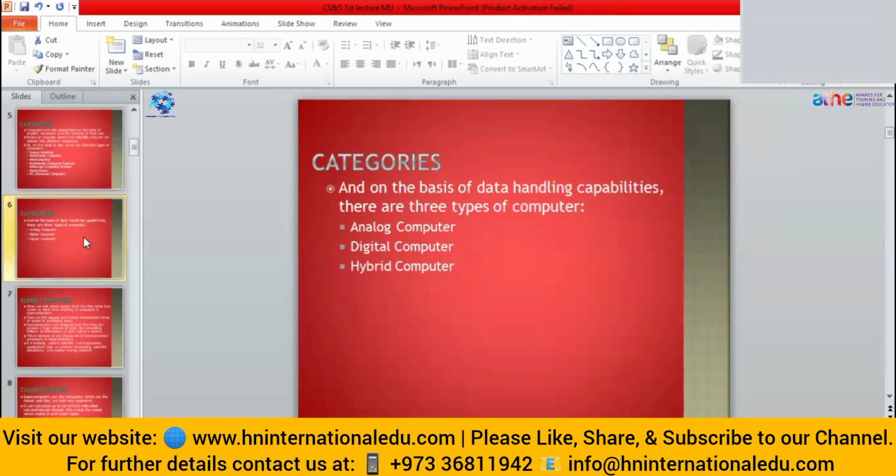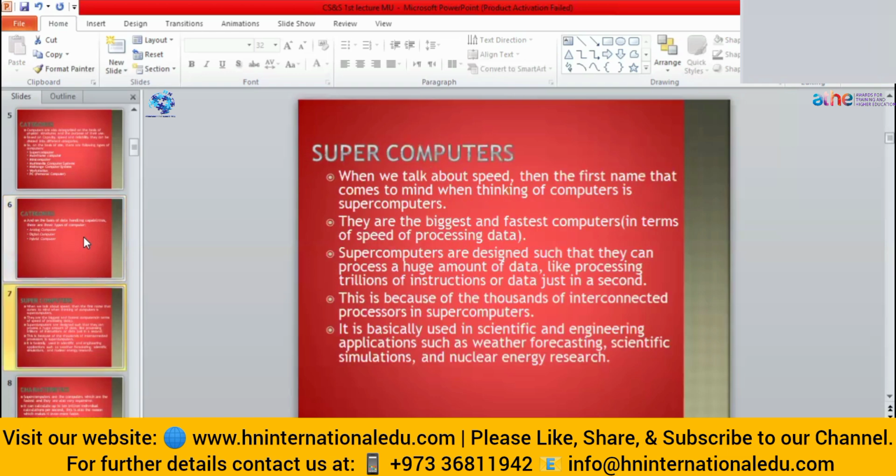Now, according to the nature of the input data, sometimes we provide analog data, sometimes digital data, and sometimes we provide a combination of analog and digital data. These are the hybrid computers. So there are different forms of data available, and according to our category of input, we can categorize computers into three types: analog, digital, and hybrid computers.